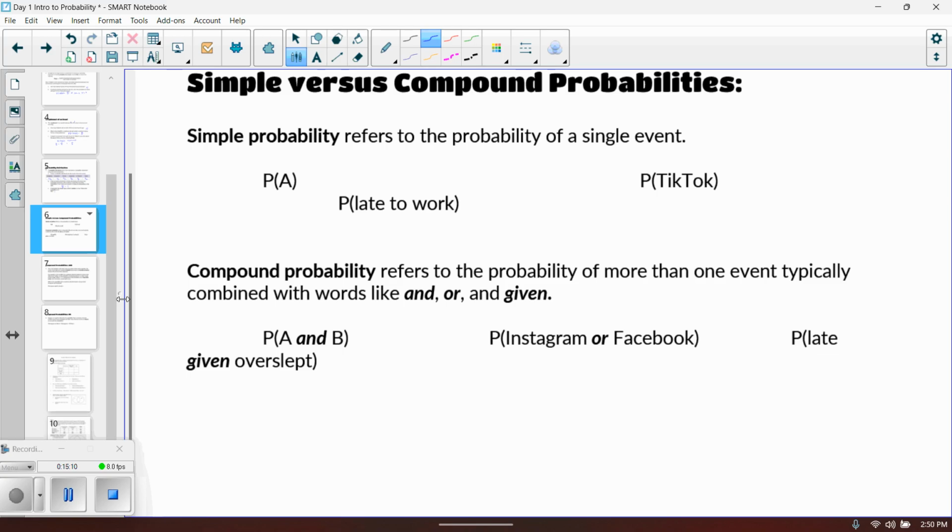A compound probability refers to a probability of more than one event, typically combined with words like and, or, and given. So you could have something that looks like the probability of A and B happening, which means that, and I'm sorry, because this thing kind of shifted here. The probability that people like TikTok and Facebook. You have two options. You might be able to select more than one thing. So it's the probability that two different things happen.